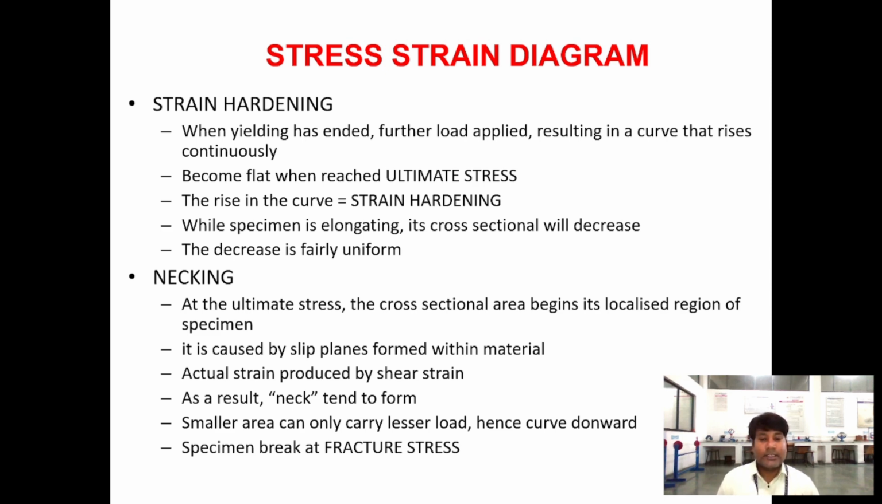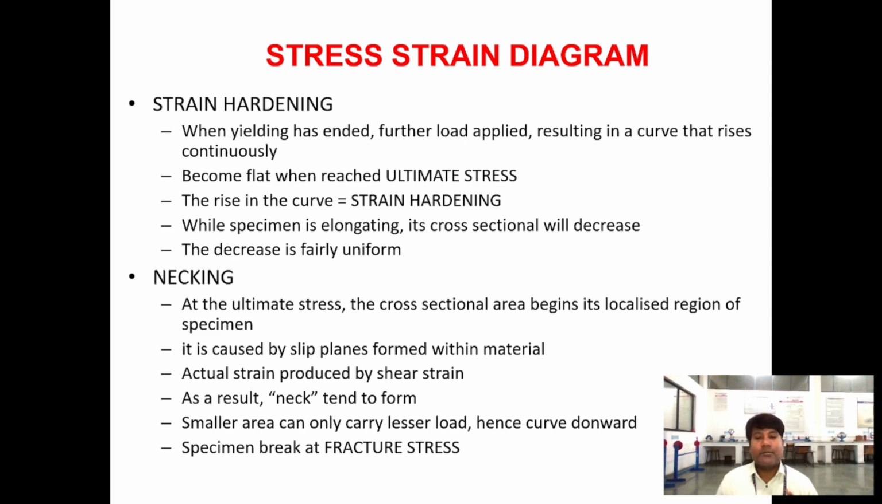While the specimen is elongating, its cross-sectional area will definitely decrease because we are applying tensile forces. This decrease is fairly uniform. If I take a rod and apply a tensile force on both sides, the diameter will definitely decrease. At a certain time, it becomes strain hardening.